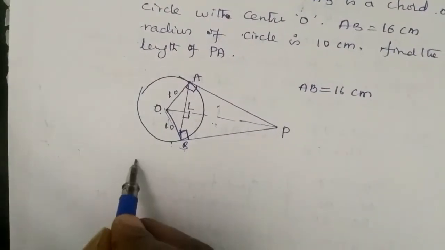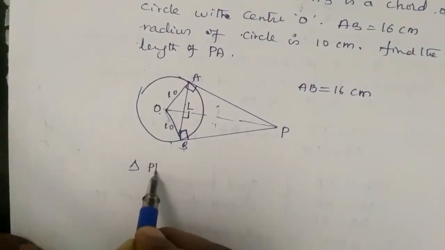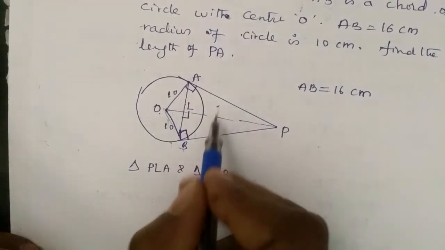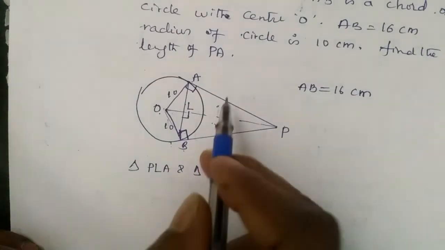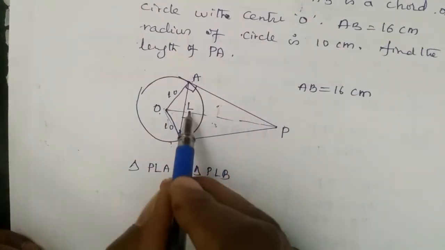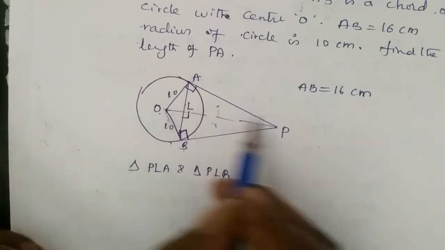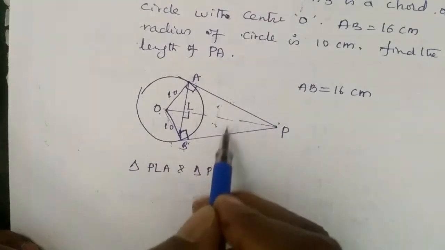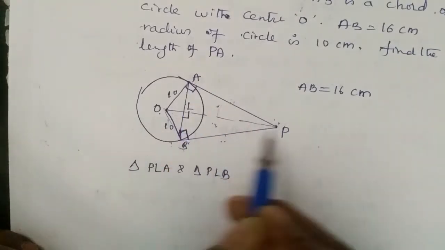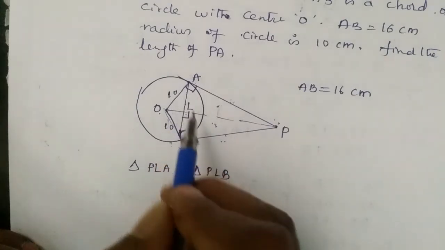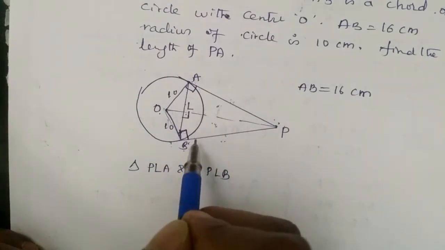The reason is triangle PLA and triangle PLB, these two triangles are congruent triangles. The reason is in these two triangles PL is common. PA equal to PB, we know that because both are equal tangents, both drawn from P. PL is common. The third one is in both the triangles.